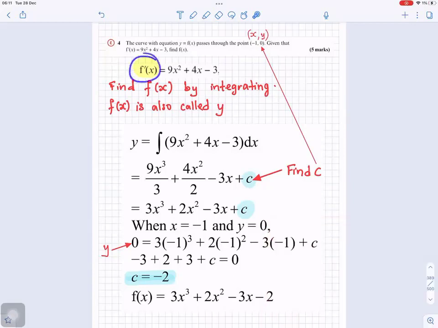So we've got f dash of x, and we want to find f of x. To do that, we have to integrate f dash of x. So we can call f of x as y, it's the same thing. And we want to find f of x, so we'll do integration. And what does integration mean?